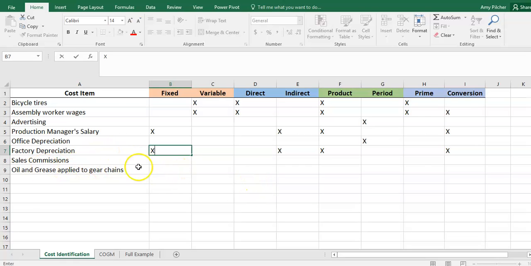Our next item is sales commissions. Remember when we set up here at advertising, anything that is a selling expense is a period cost. Sales commissions are a selling expense, so they are a period cost.